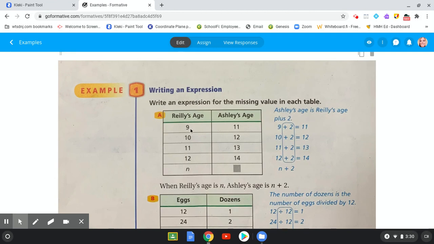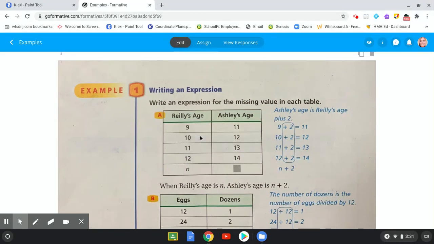So if you notice, when Riley is 9 years old, Ashley is 11 years old. So we're going from a smaller number to a bigger number. So that means Riley's age, which is going to be represented by the variable n, is going to be plus or multiplied by something to get to Ashley's age. So the first thing we always want to do, because we're going from a smaller number to a larger number, we're going to either check addition or multiplication first. So 9 plus what would give me 11? Well, 9 plus 2 gets me to 11.